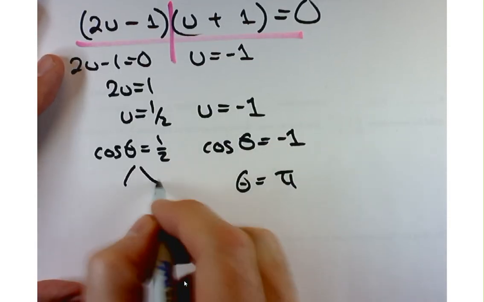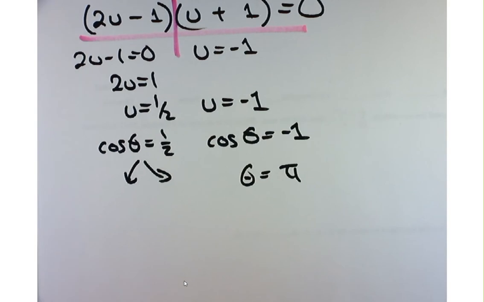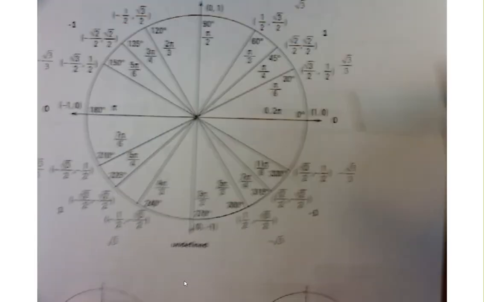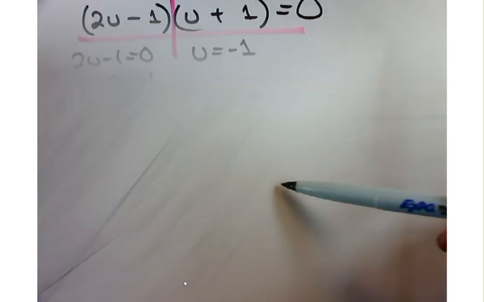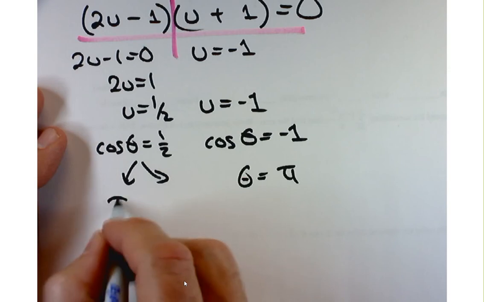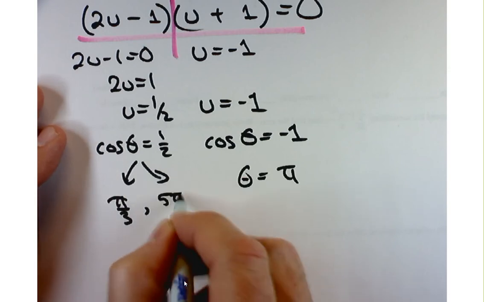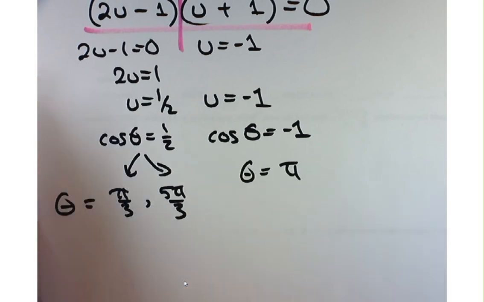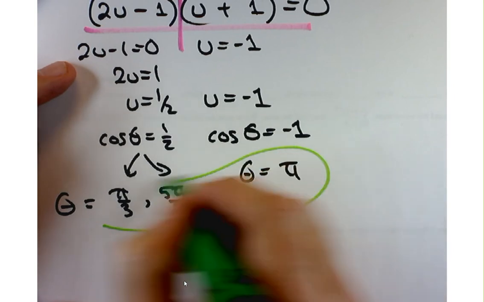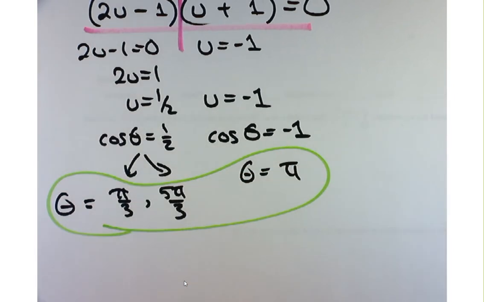But here, there's two places where the cosine of theta equals 1/2. You're looking for the x-coordinate equal to 1/2. And again, if you want to look at your unit circles, that's fine. X-coordinate of 1/2 is pi over 3 and 5 pi over 3. And that's it. Done. Nailed that one. Nice. So the answer would be all three. All three of these, yep.